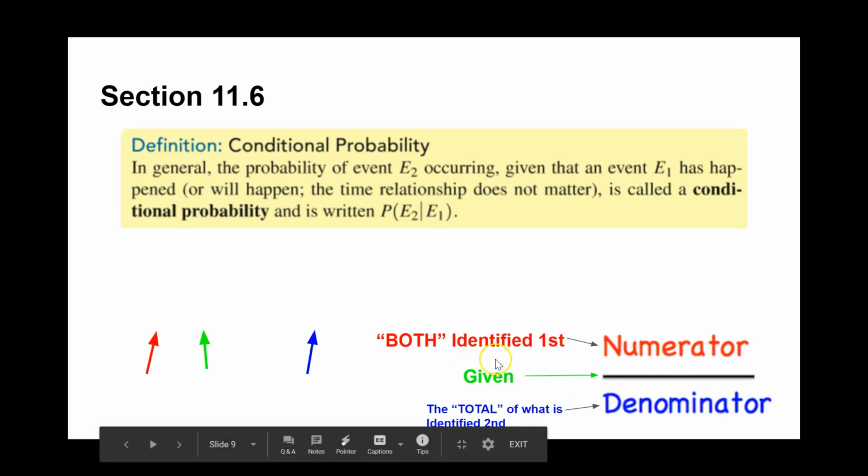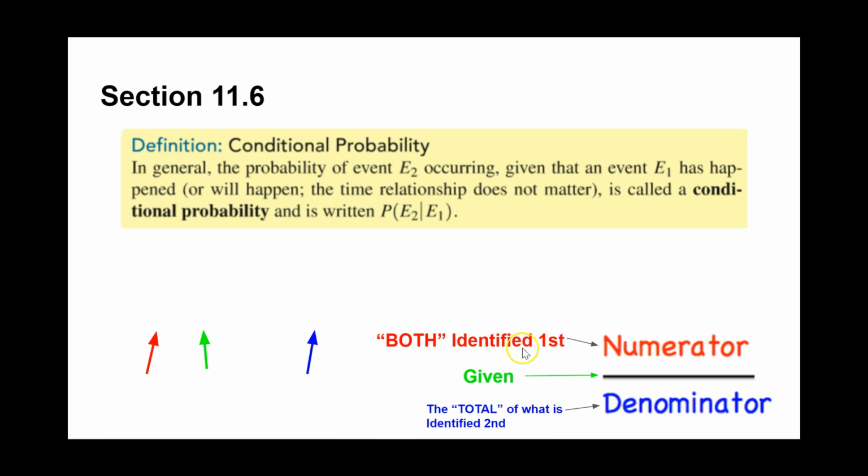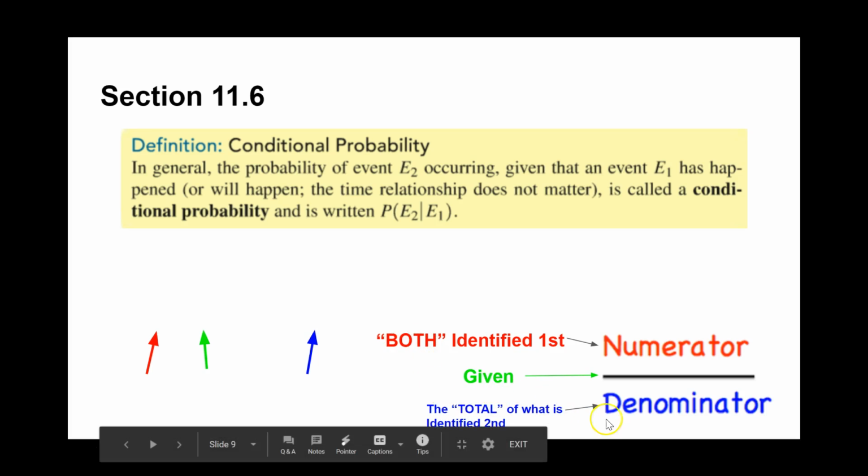If you locate the word given within the problem, this makes it easier and less confusing. On top, for the numerator, whatever comes before the word given is what we put in the numerator, and it must consist of both of them together, identified for the first one. What we put into the denominator is what is identified second in the problem.